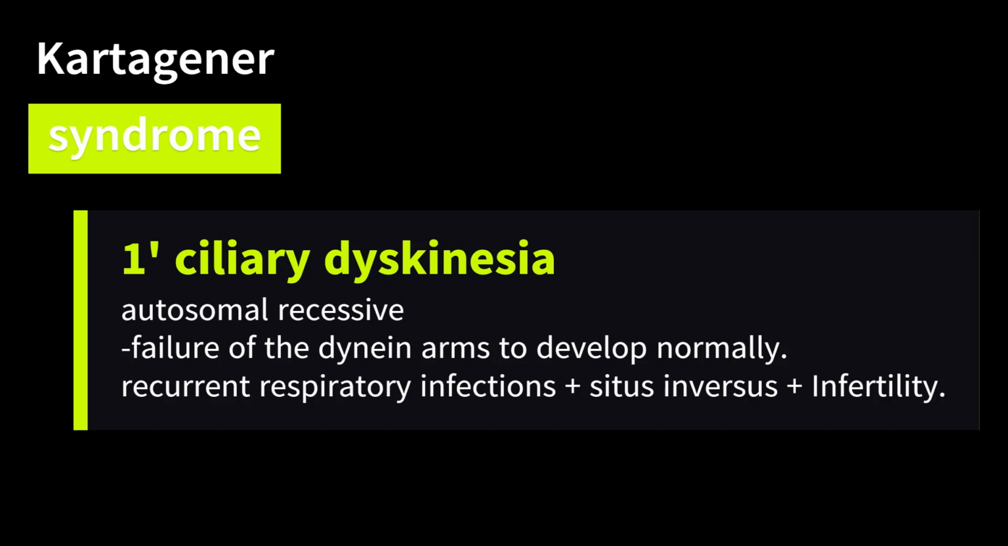Primary ciliary dyskinesia can result from failure of the Dynein arms to develop normally. Patients with primary ciliary dyskinesia experience recurrent respiratory infections, for example, chronic sinusitis and bronchiectasis, as a result of impaired mucociliary clearance. In addition, impaired ciliary movement during embryogenesis can cause situs inversus, reversed right or left positioning of internal organs. Infertility in men, due to impaired sperm motility, and in women, due to immobility of fallopian tube cilia, is another frequent manifestation.